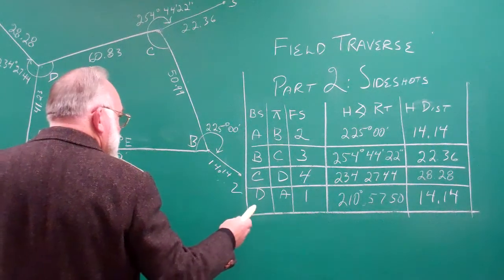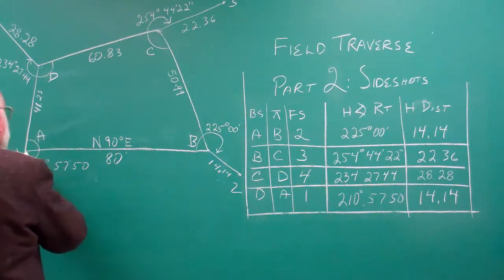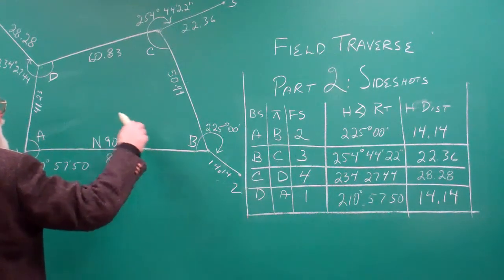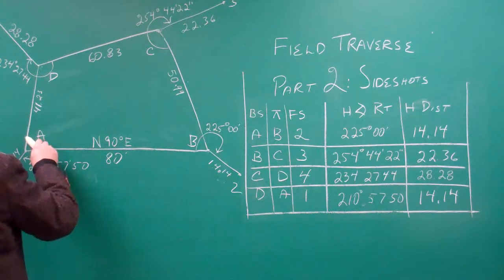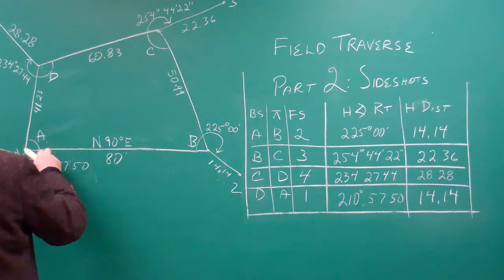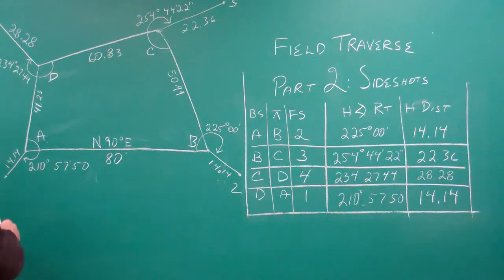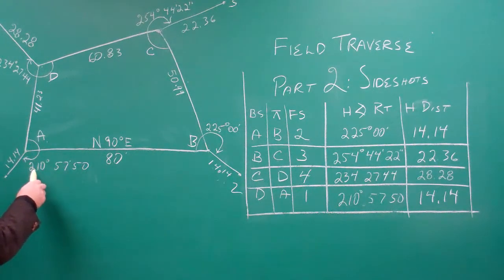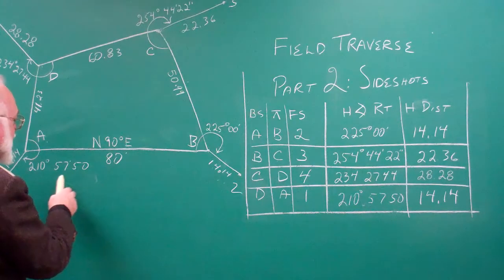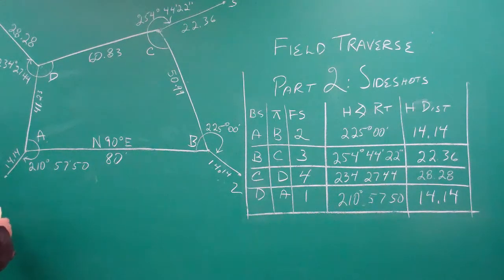Now, got to close out this thing. You've shot every angle but this one, so you set up here, backsight here, and turn this angle to this point here. So whatever bearing this is, turn the angle 210, 57, 50, go 14.14, give me the coordinates for that.